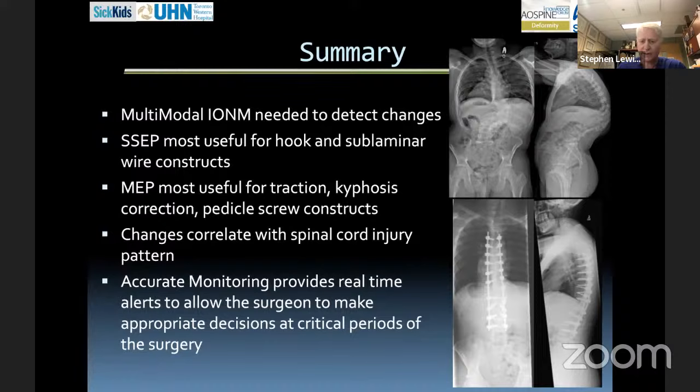Changes correlate with spinal cord injury patterns. It's kind of clear. These patterns have been described for years, and trying to interpret what's happening, the events that happened at the time of the surgery where you had the changes to the patterns you're seeing, is really important so that you make the right decisions at the right period of time. Thanks a lot.